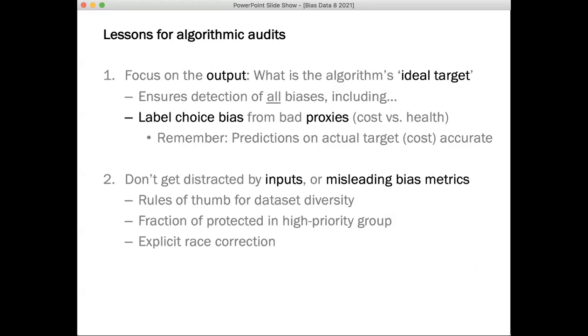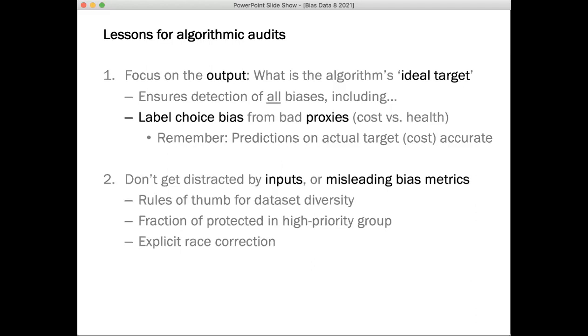Similarly, had you just looked at the fraction of Black patients in that high priority group, you would have seen, oh, Black patients are overrepresented relative to the general population. This algorithm doesn't look biased, when in fact, that was way too low for what it should have been relative to the health needs of those patients.